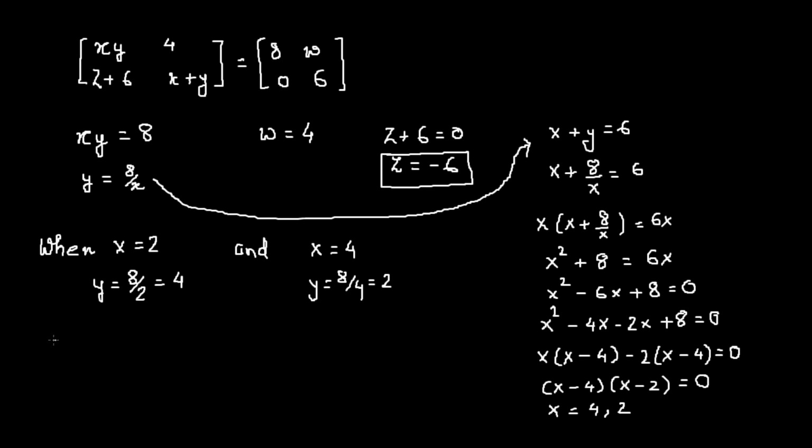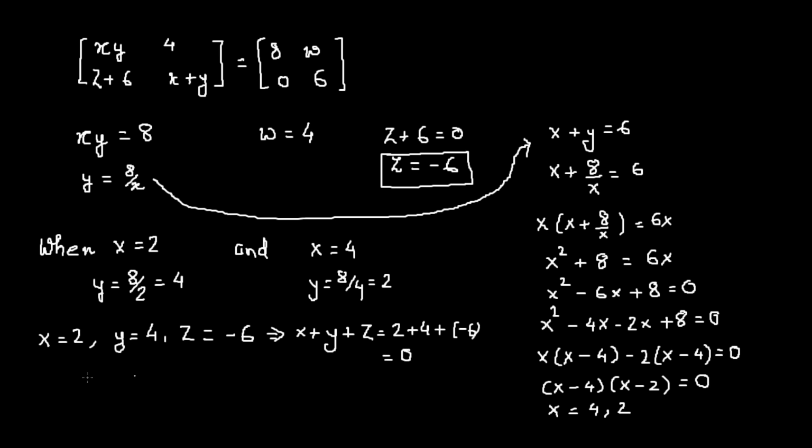So we have two sets of values. We have x equals 2, y equals 4, and we will use z, which equals negative 6. This will be one set, so we'll use this to find out the value of x plus y plus z, and that is 2 plus 4 plus negative 6. When you add it up, it adds up to 0.